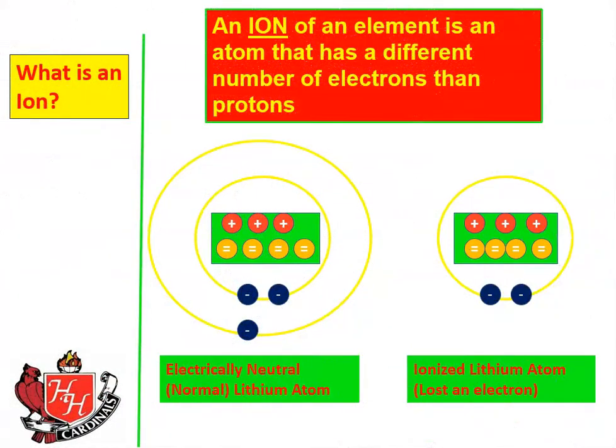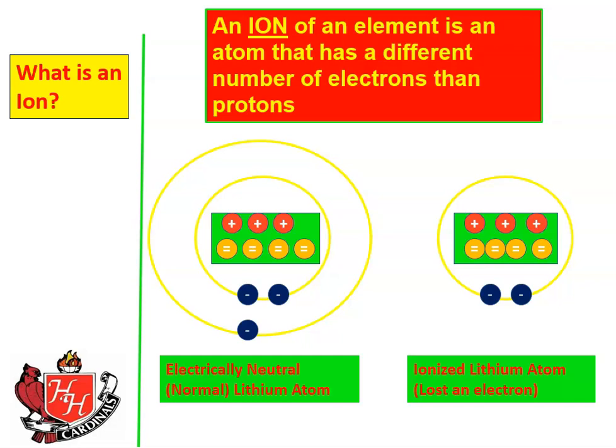Okay, so what's an ion? An ion of an element is an atom that has a different number of electrons than protons. So isotopes have different numbers of neutrons, ions have different numbers of electrons. And this is by far the most important of the terms that you're going to learn today, because most of chemistry deals with the relationship of ions to one another.